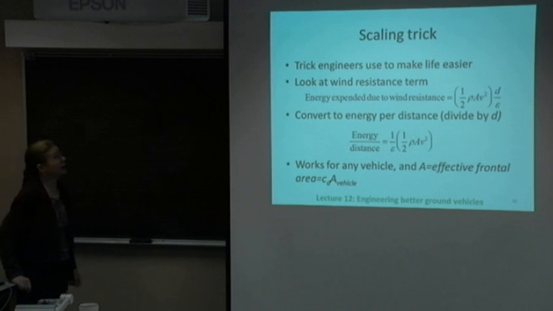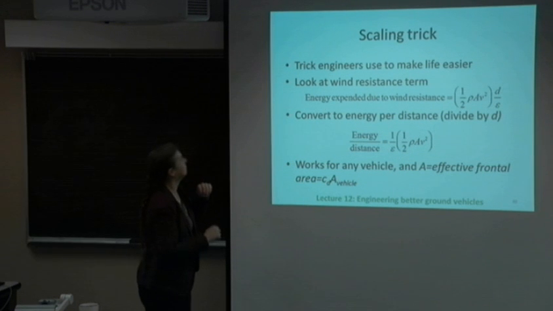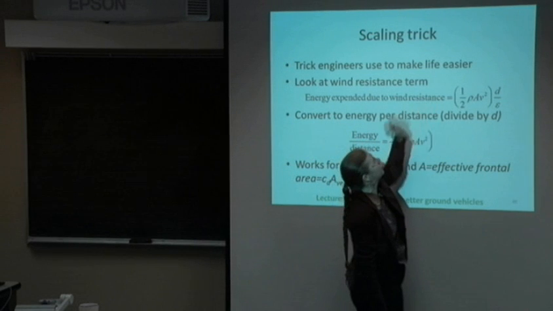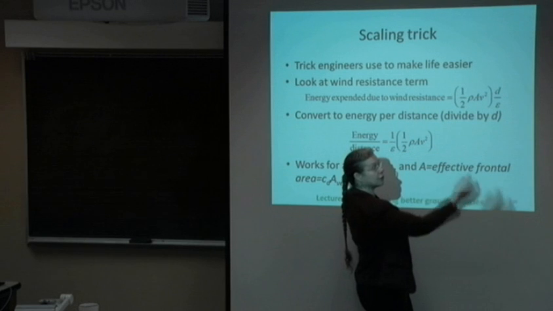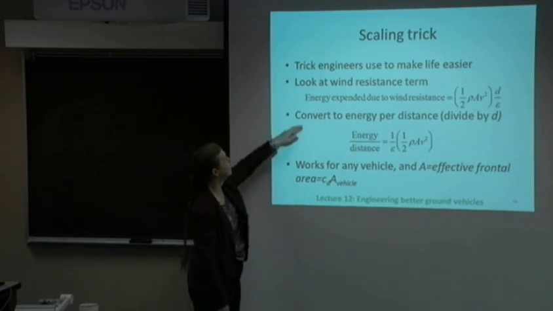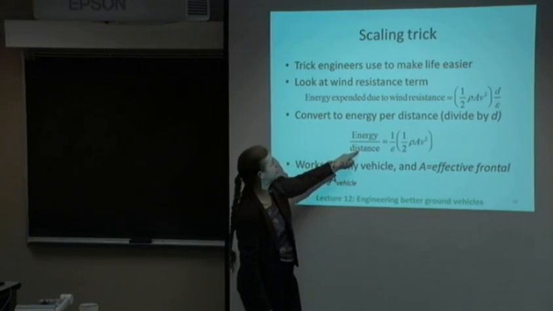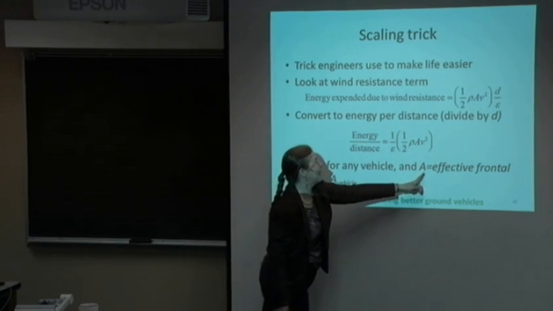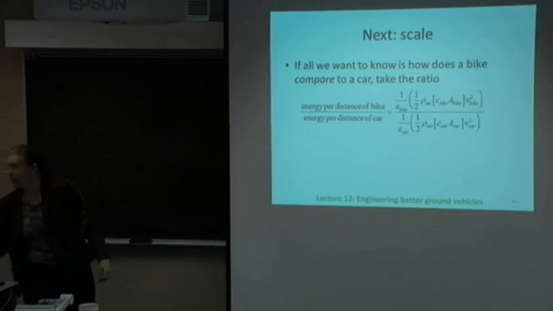And here's a great scaling trick that engineers use. When we want to compare things, I'll show you what we do. So let's look at the wind resistance. The energy expended to the wind resistance is the first term in that long equation, and after the 3 terms, there was distance over epsilon, the efficiency, so I brought that over. We convert that to energy per distance. So if I divide this by D, energy per distance, I get this, and then it works for any vehicle. I just plug in the A for the effective frontal area of the vehicle, which is the drag coefficient times the area of the vehicle. And now I scale.